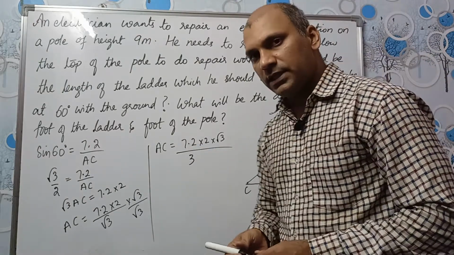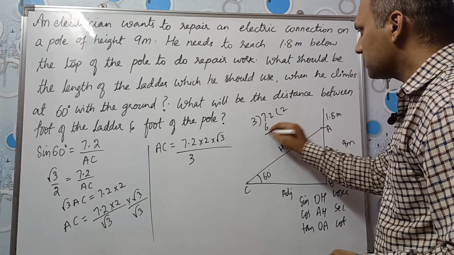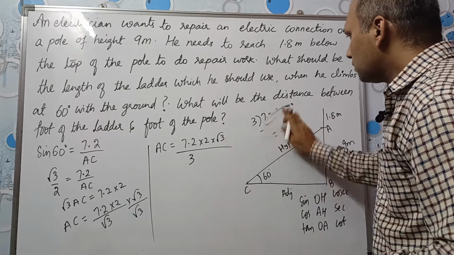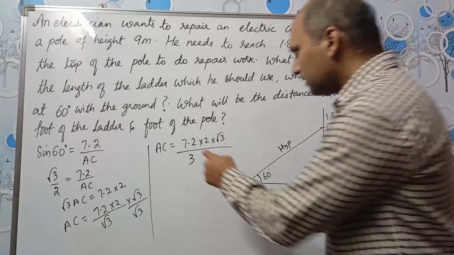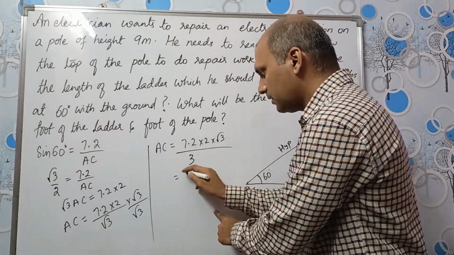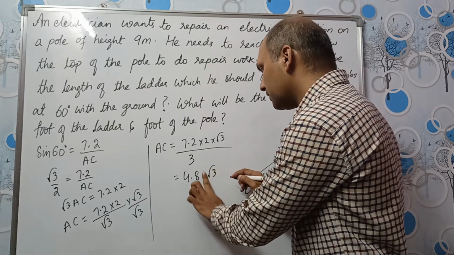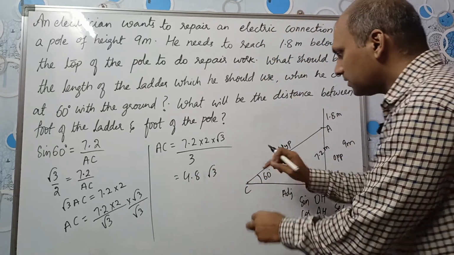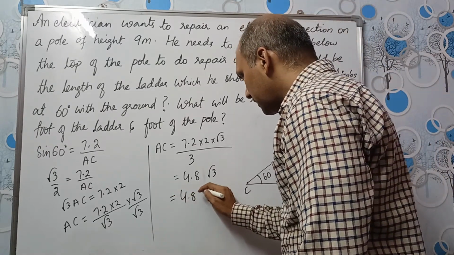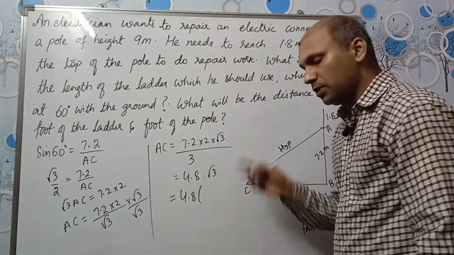3 and 7.2 will get cancelled. 7.2 divided by 3: 3 2s are 6, subtract 1 and point, and 2 4s are 12. So 2.4 will come here. That 2.4 and 2, if you multiply, 4.8. So this will be 4.8 multiplied by root 3, or 4.8 root 3 is the length of the ladder. Okay, but in the textbook we have 4.8. See, we need to multiply 4.8 and root 3.